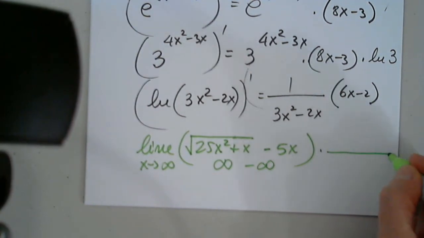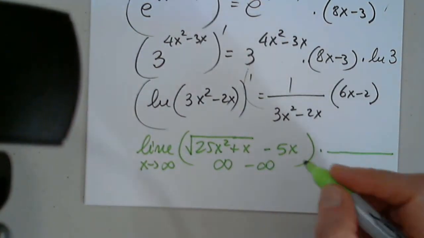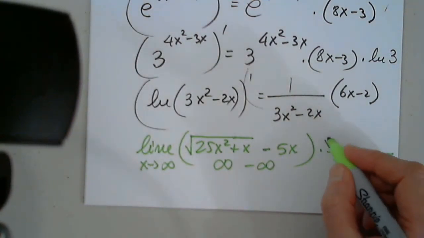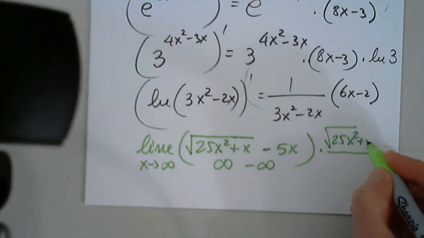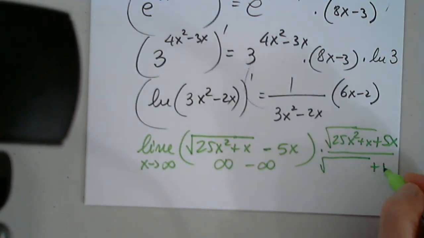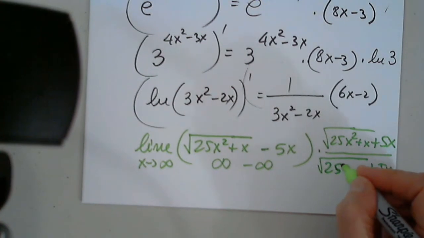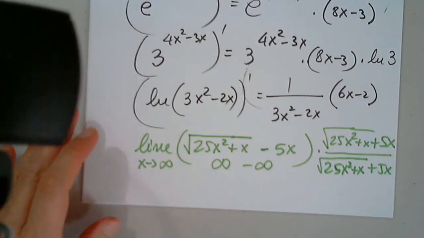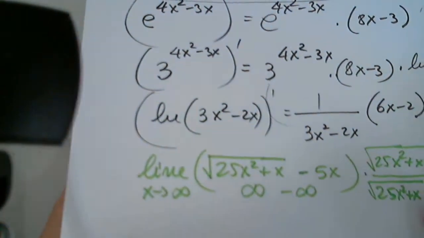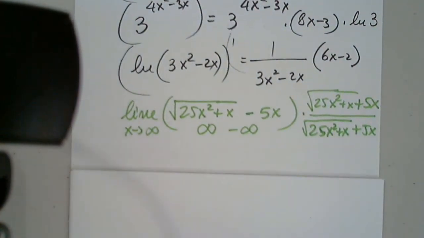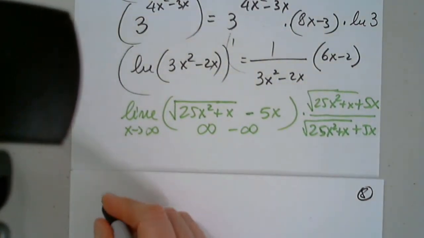And what we have to do is rationalize the numerator, which we normally don't do, but in this case, this is the only option. So the square root of 25x squared plus x plus 5x, and the square root of 25x squared plus x. From the very beginning, I plugged it in to see what the situation was, and I realized that it's an indeterminate case, infinity minus infinity. So that's my only option.